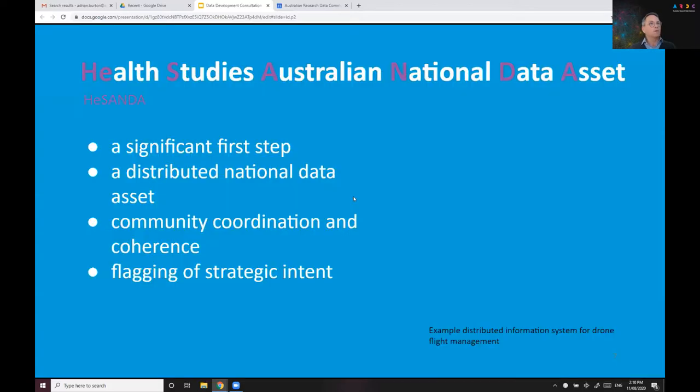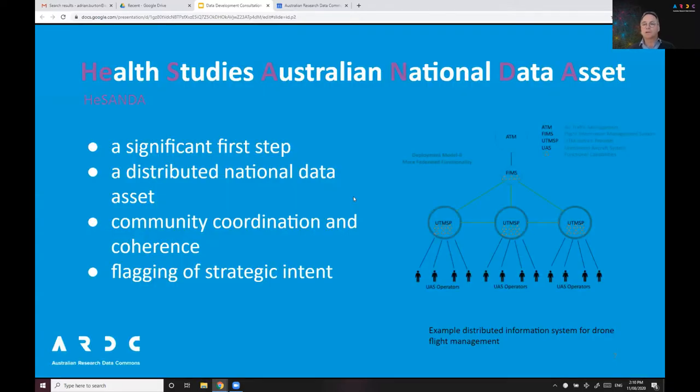So what came out of that was this initiative. It's called the Health Studies Australian National Data Asset. It's a three-year program that we're launching. We call it HeSANDA for short. It's meant to be a significant first step in this area. We're not starting where we want to finish with a unified national service. We're starting with a distributed national data asset.